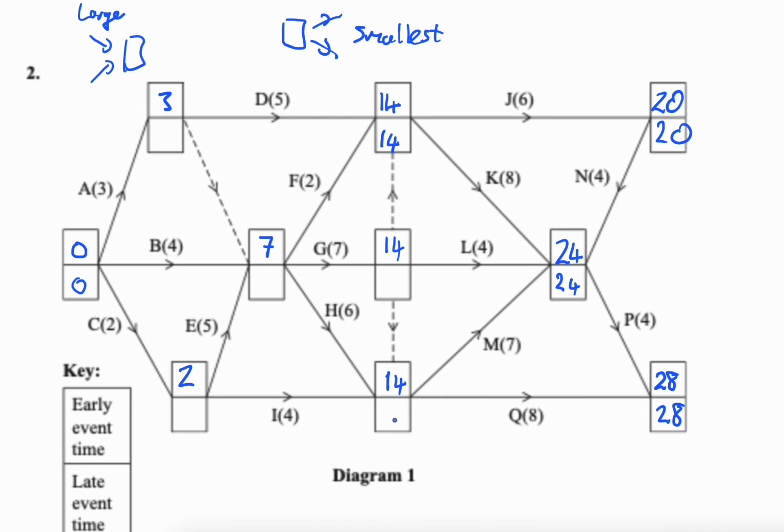Okay, what about this bottom one? Do we have all the ways back into here? Yes. So 24 minus 7 is 17, and 28 minus 8 is 20. So 17 or 20, what do we write? 17.